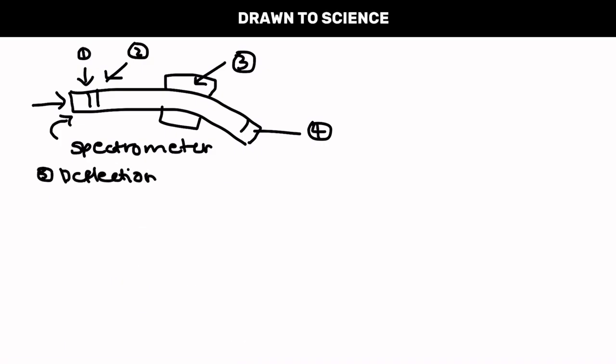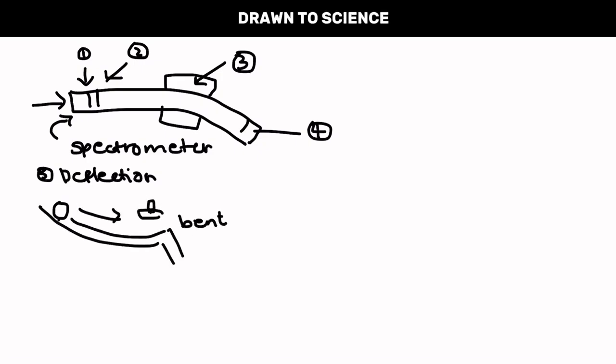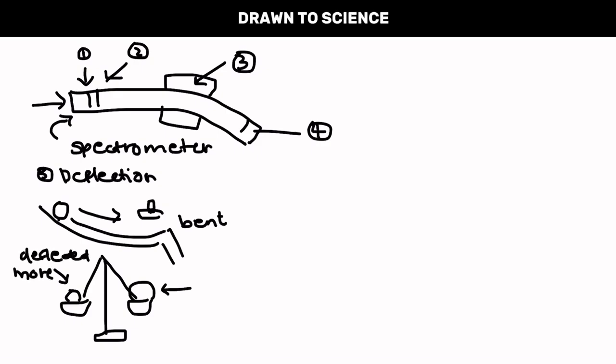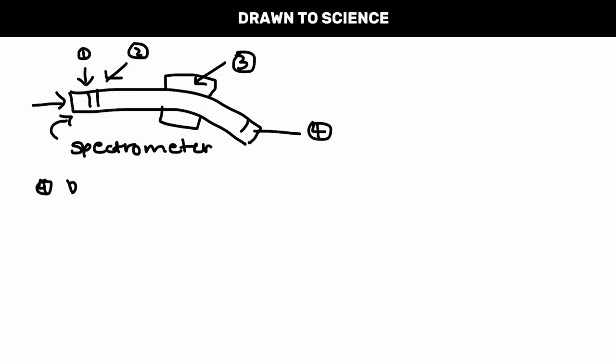Step 3 is deflection. Deflection is the process where a magnetic or electric field bends the path of the accelerated ions. Lighter ions are deflected more compared to the heavier ions due to their mass. It's the mass that separates them, not the charge.